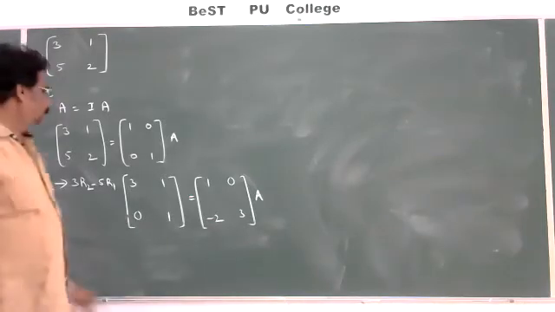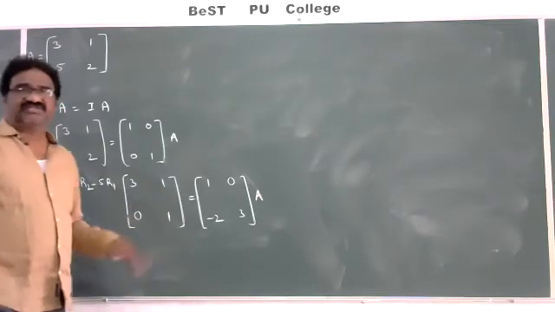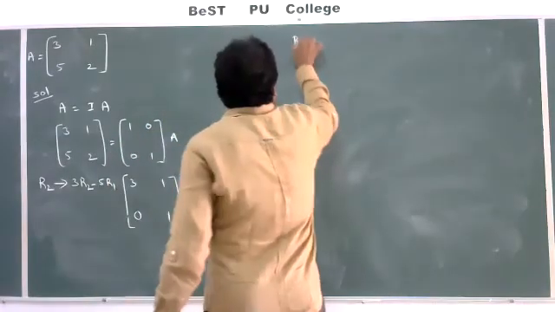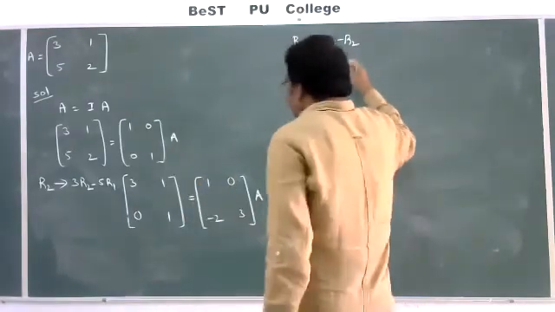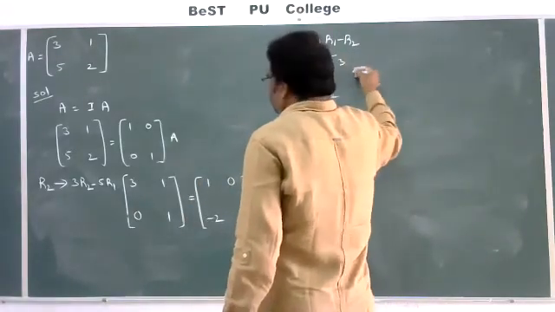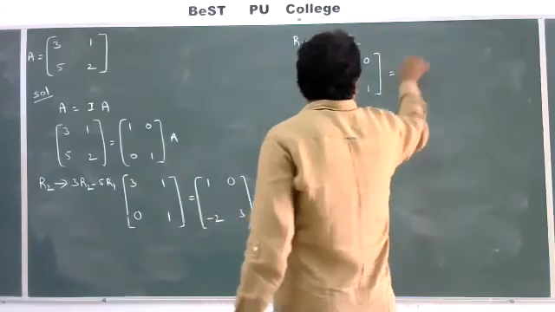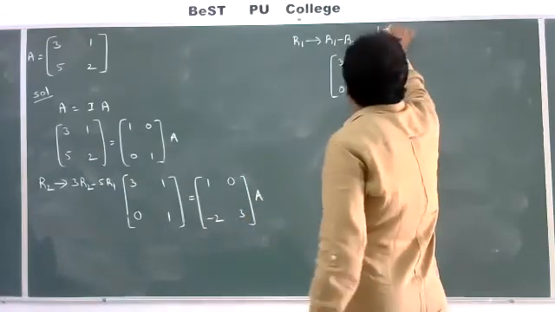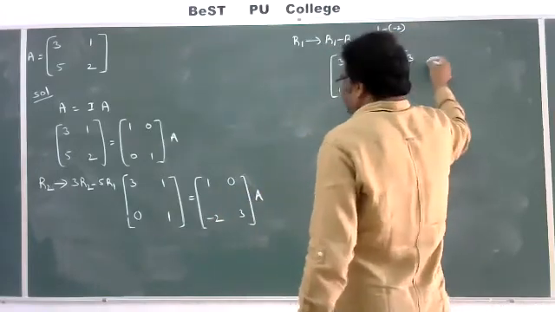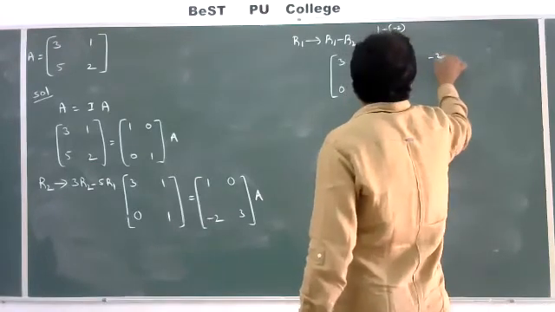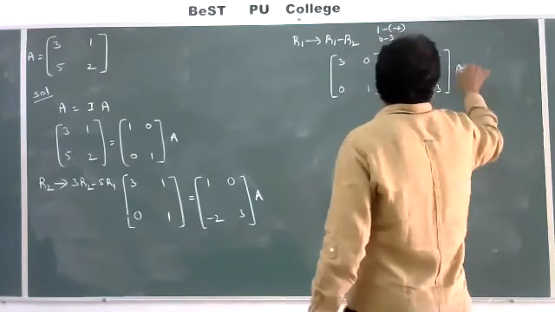Next, we require this element to be 0. Simply 1 minus 1 you get 0. That's why R1 goes to R1 minus R2. That is 3 minus 0, 3. 1 minus 1, 0. Second row is the same, 0 and 1 is equal to here 1 minus of minus 2. 1 minus of minus 2 plus 2, that is 3. 0 minus 3, that is minus 3. Second row same, minus 2 and 3 into A.